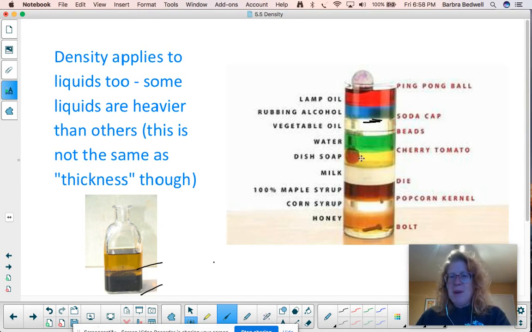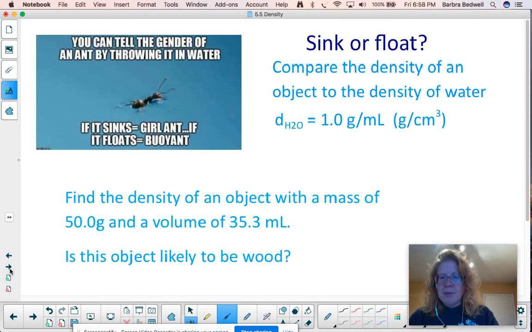There's your cherry tomato, which has roughly the same density as dish soap, and it floats on top of milk. The die is like a dice, a rolling piece of plastic. Popcorn kernels will sink all the way down through the maple syrup and float on top of that. If you're talking about a bolt, a piece of metal, it'll sink all the way to the bottom. It's more dense even than honey. So maybe one of the lab activities I'll have you do is to try to create a density column at your house. I think that sounds like a fun way to torture my chem students.